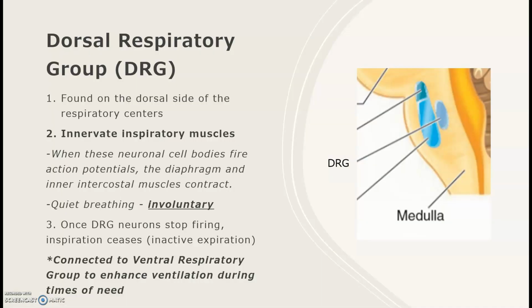So first off, the DRG, the dorsal respiratory group, this is found on the dorsal side in the name of the medulla. And these directly innervate the inspiratory muscles. So remember, when the muscles contract, inspiration occurs. So the chest cavity is expanding when these muscles are contracted with response to this DRG. So in other words, when these neurons from the DRG are firing action potentials, these muscles will contract.